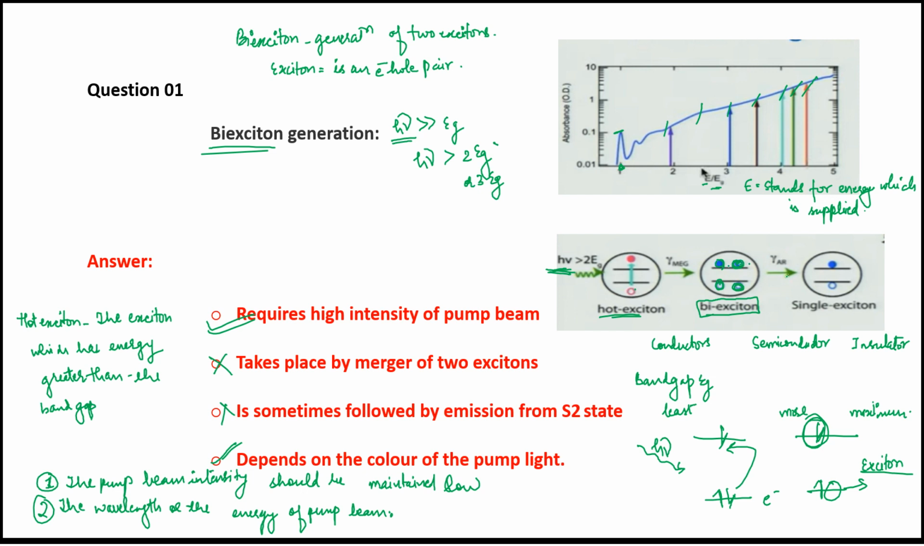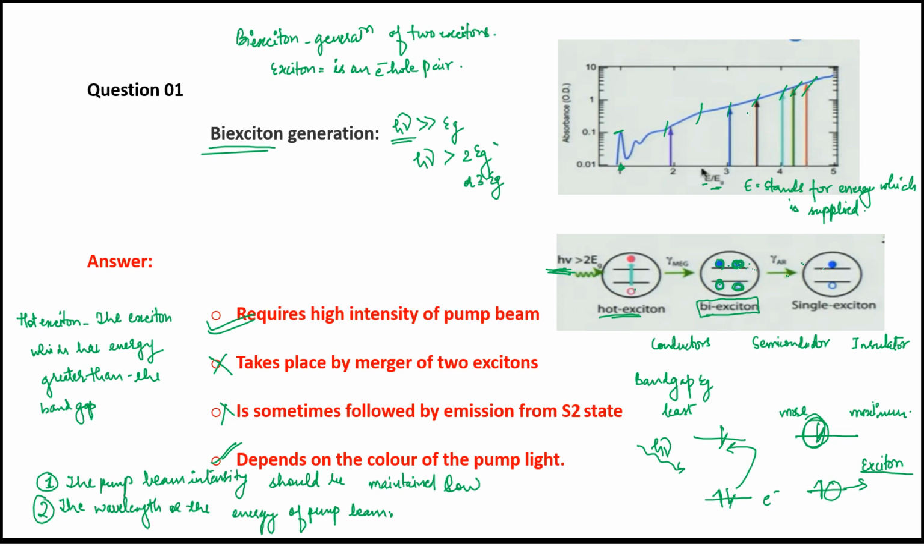Now, followed by this bi-exciton formation, the process may so happen that one of the bi-excitons may recombine, and thus the single exciton which will remain has some higher energy compared to that.